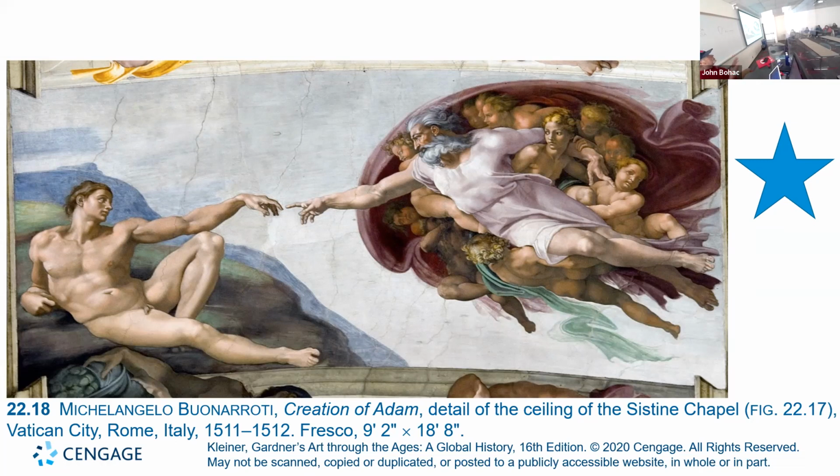Anyway, it's way up high, and he had carried his plaster and pigment up with him, way up onto the ceiling, and he painted it lying on his back. It was really quite an accomplishment. And you can see this is one panel, but this Sistine Chapel ceiling is huge.